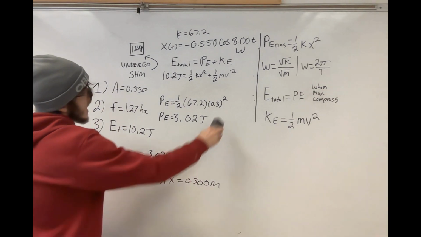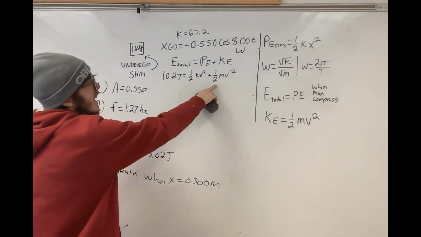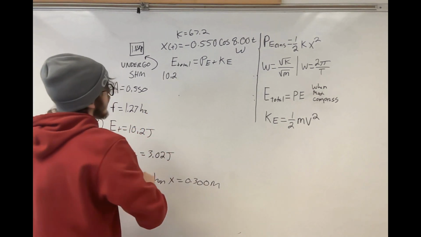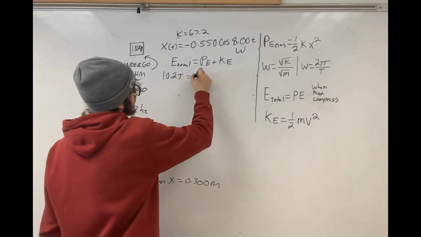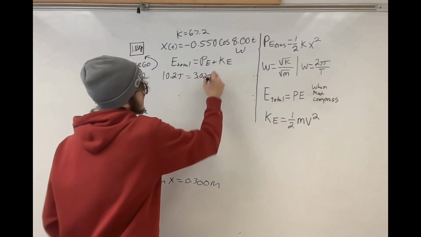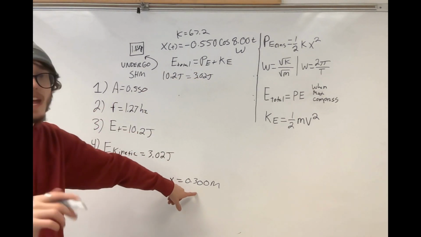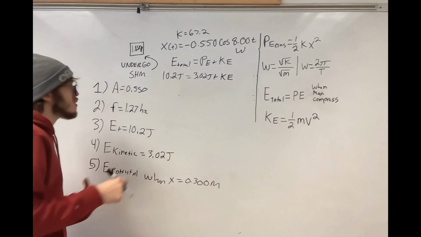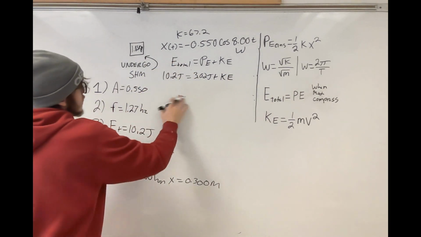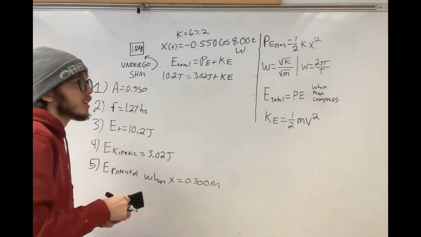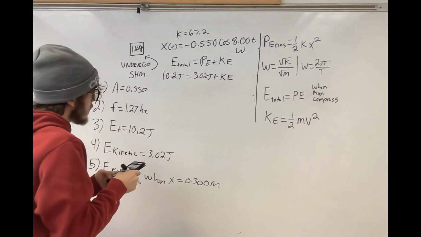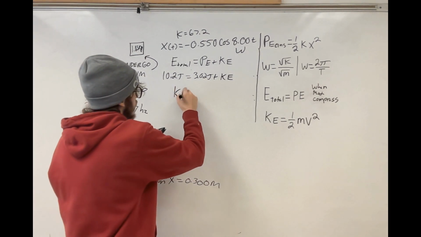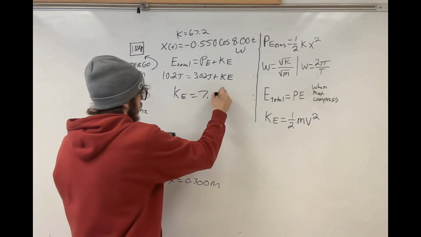Now, knowing this, we don't even have to solve for any of the rest. We can just say that 10.2 joules is equal to 3.02 joules, because we calculated that for the potential energy and we're the same amount away, plus kinetic energy. So we can simply subtract to get the kinetic energy in joules. 10.2 minus 3.02 is equal to the kinetic energy. So kinetic energy is equal to 7.18 joules.